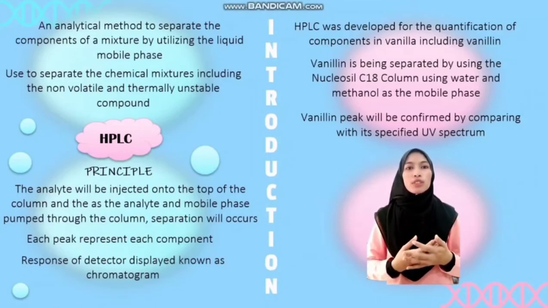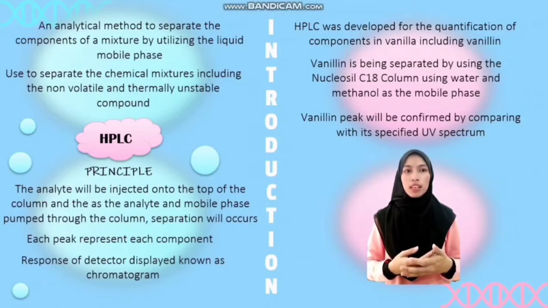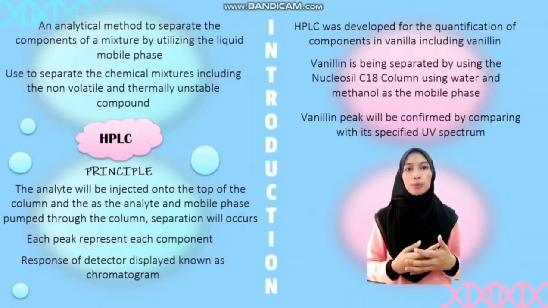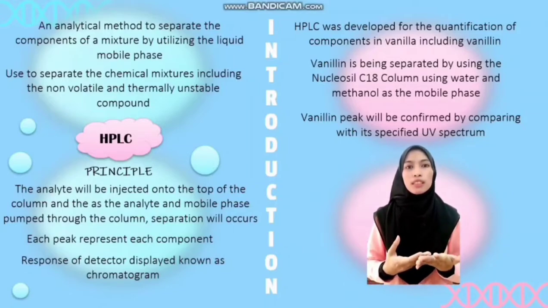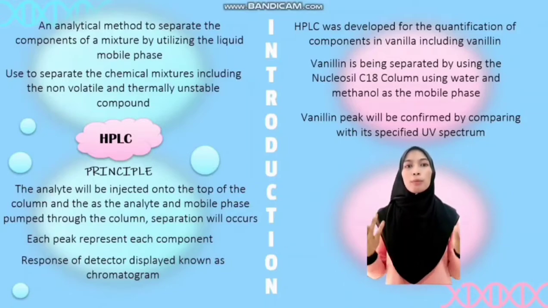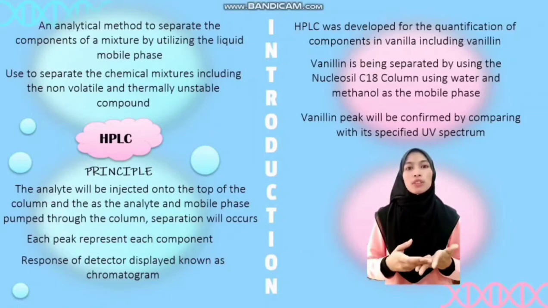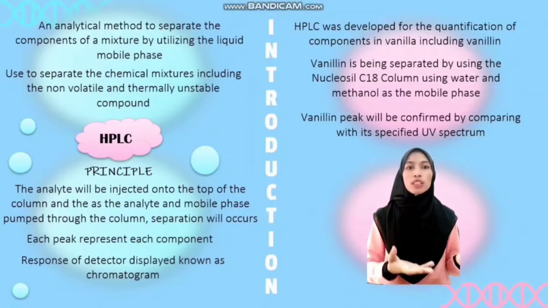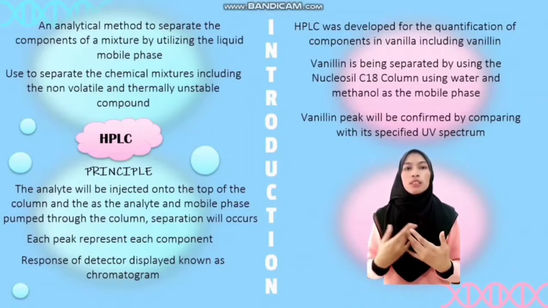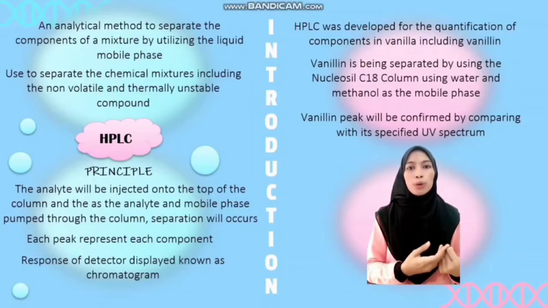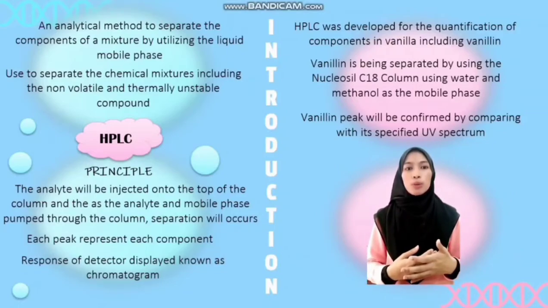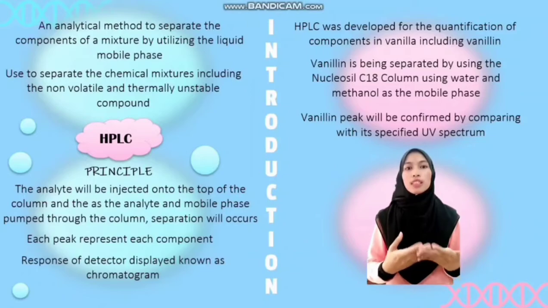So the next one is the principle of HPLC. First, the analyte is injected through the injector onto the top of the column, and then the separation happens as the analyte and the mobile phase are pumped through the column. The detector will detect the components present in the eluent coming from the column, and the recorder will result in a peak for each component. This response of the detector is called a chromatogram.